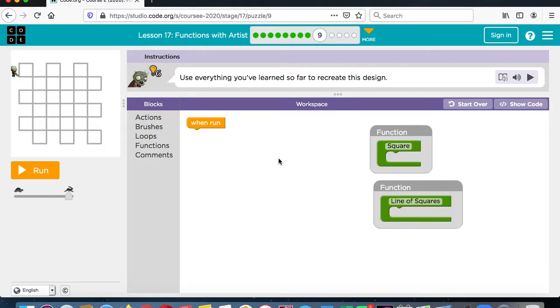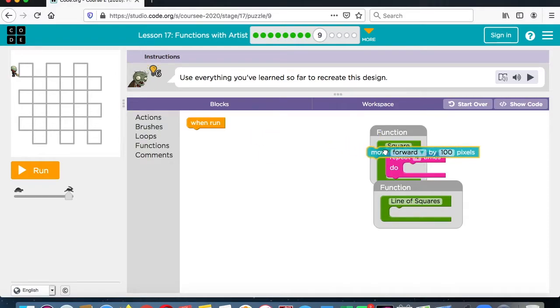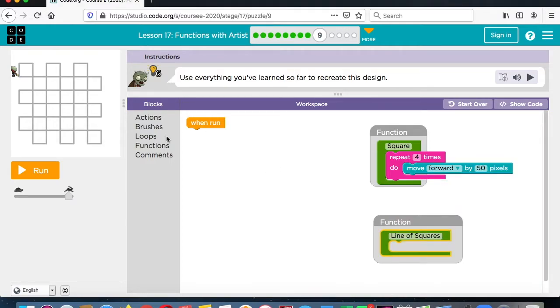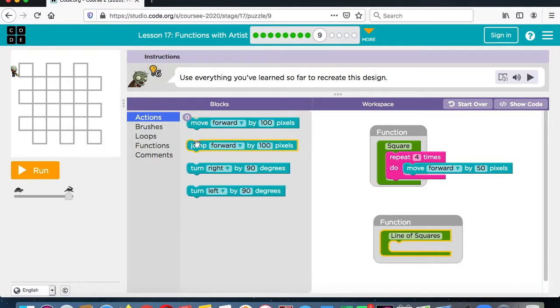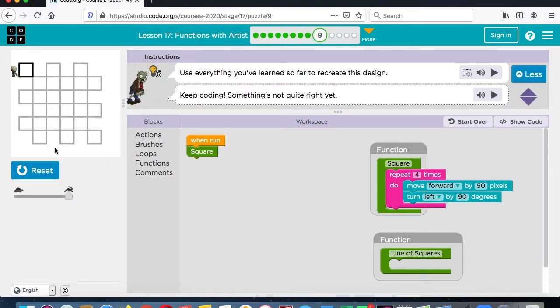So how do we do a square again? Well, square was a repeat loop, and you move forward by 50, forward by 50, and then you turn left by 90. Okay, so let's just run it to make sure. Square. Okay, so we know that works.